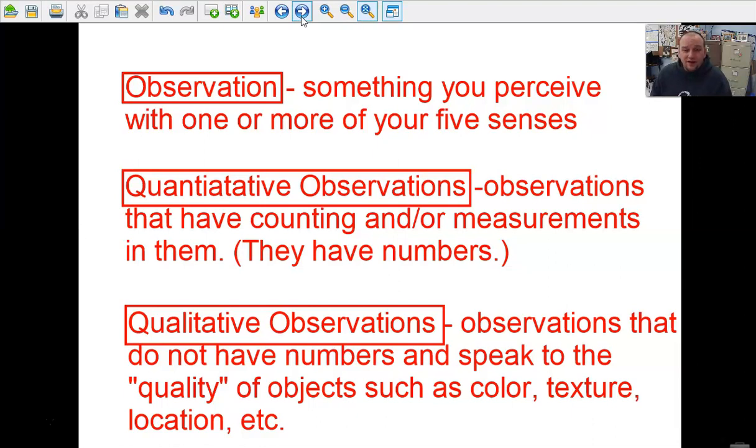If we're doing our fruit fly experiment, and at the end we're like, yeah, there are more fruit flies in one than another. Well, how many more? How do you know there are more? Well, we need to start talking about counting. So we like to focus on quantitative observations.